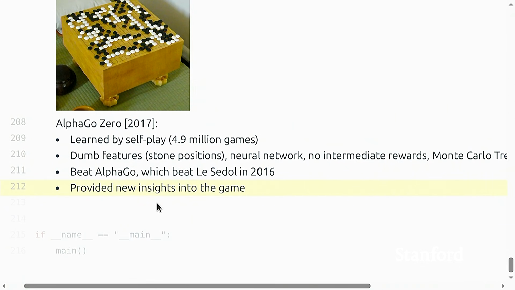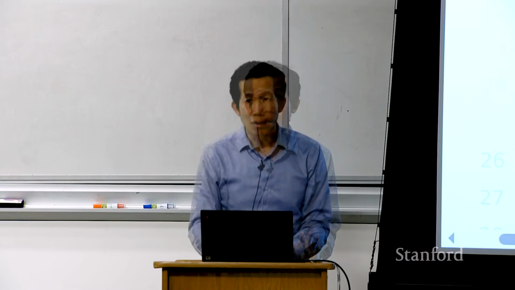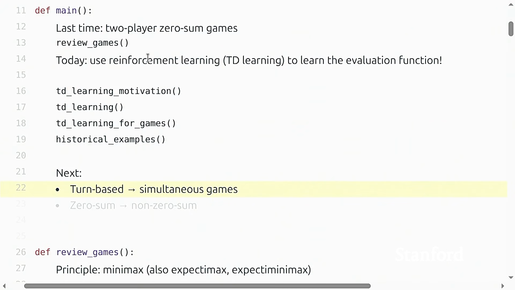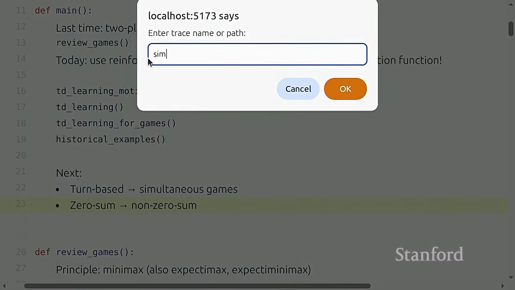Okay, so these are three examples of how these techniques that we've been seeing in the class map onto real world examples of gameplay. Okay, so that's all I'm going to talk about in terms of TD learning. Next we're going to look at two generalizations or extensions, if you will, of the types of games that we've been looking at. So we've been looking at turn-based games, we're going to look at simultaneous games, and we're going to also go beyond the zero-sum assumption.